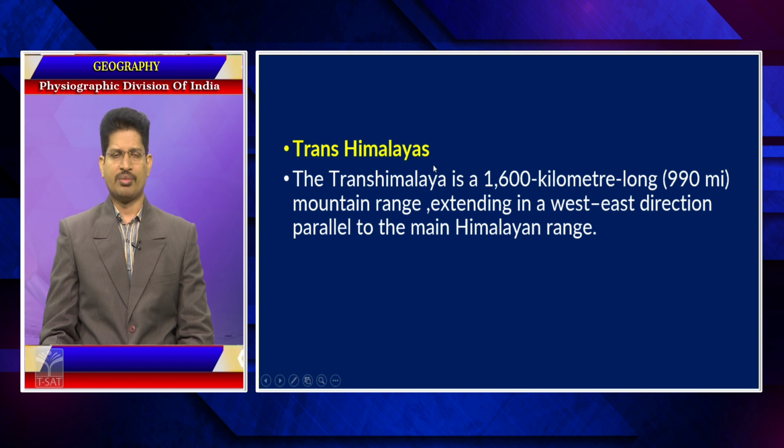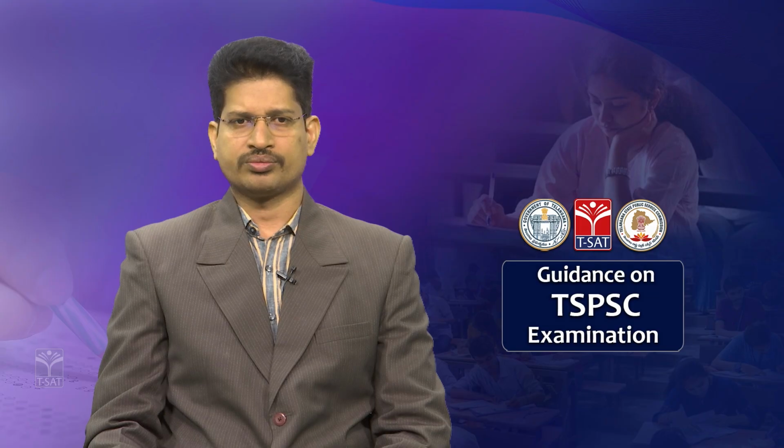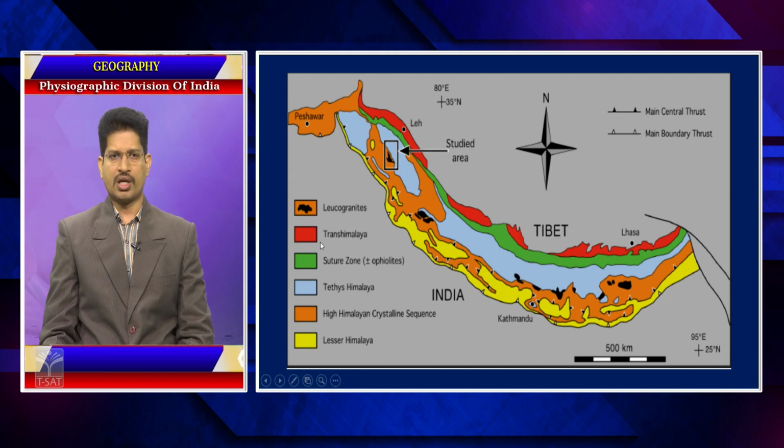And the Trans-Himalayas. The Trans-Himalayas is around 1600 kilometers, the mountain ranges extending in a west-east direction parallel to the main Himalayan ranges. So here in the case of this Trans-Himalayas, see, it is being given in a red mark zone. These are the Himalayas which are to the north, which are being described as Trans-Himalayas.